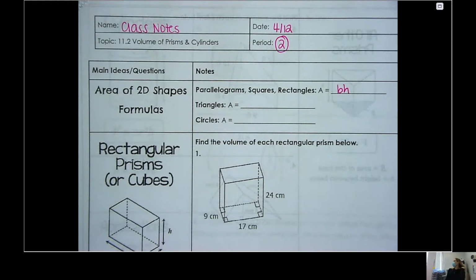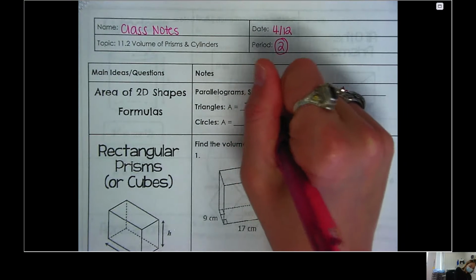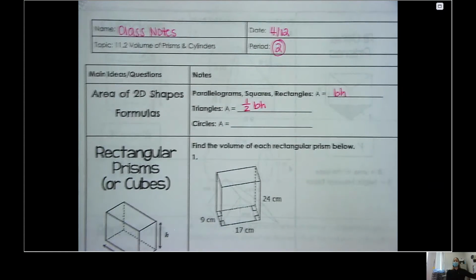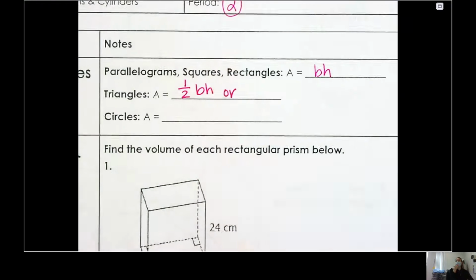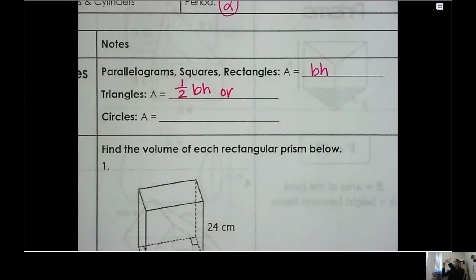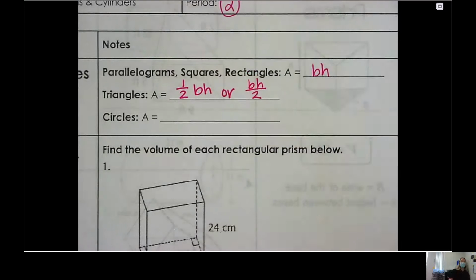It's something really close. One half base times height. Exactly. You can write it like that, 1/2 base times height, or if you want, an easier way is you just take the base times height and then divide it by 2. That'll give you the same answer. I like BH divided by 2 personally. I think it's easier, but if you want to put the 1/2, that's also okay.